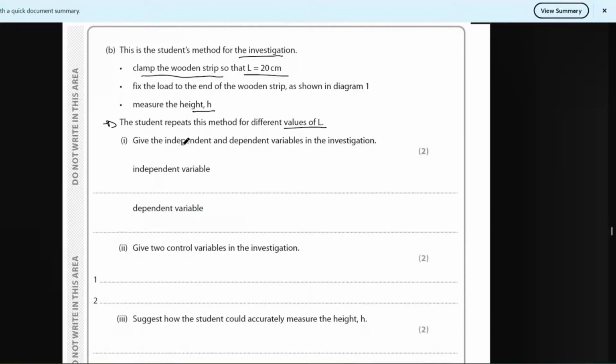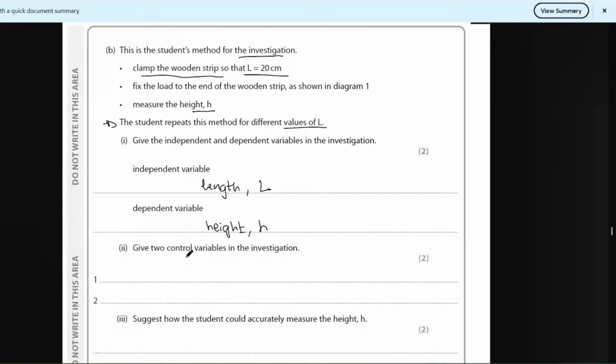So question 1, give the independent and dependent variables in this investigation. The variable the student is actively changing is the length of the wooden strip beyond the table, L. So that's the independent variable, length, L. What is the dependent variable? After changing the length, he measures the height. This is the dependent variable, height.